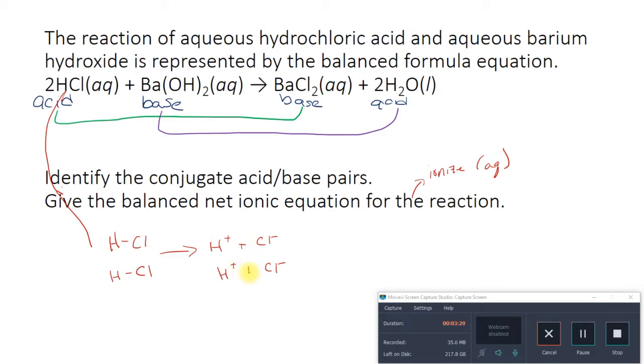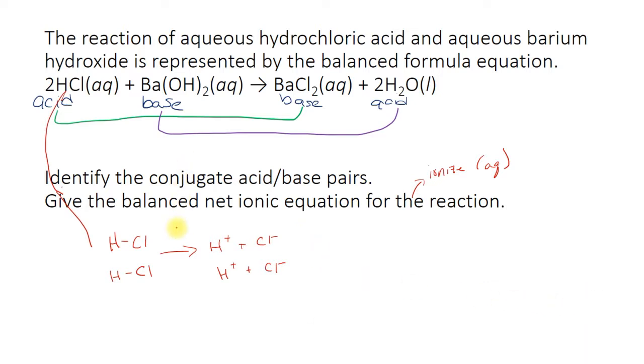These are separate particles, so we want to put a plus sign in between them. That means in my equation I want two H's with a plus charge and two chlorines with a minus charge. Our complete ionic equation is what we get when everything that is an ion breaks up. Again, that's just aqueous stuff. The solid, liquid, and gas stuff all stays the way it is.